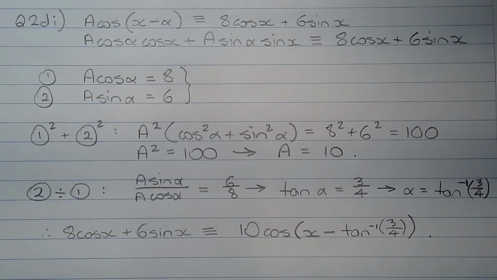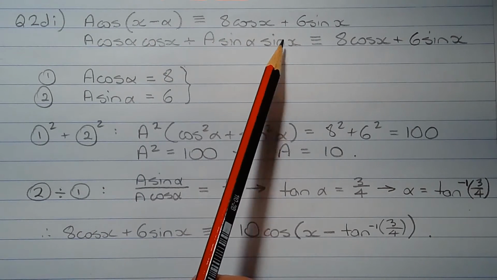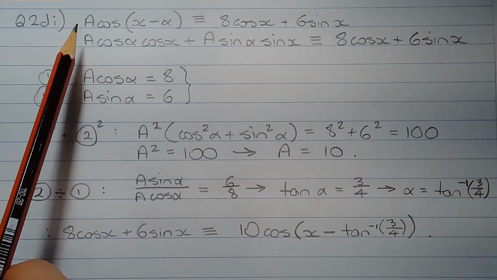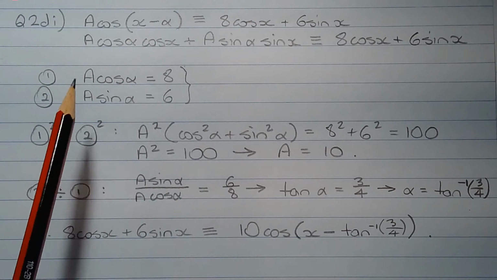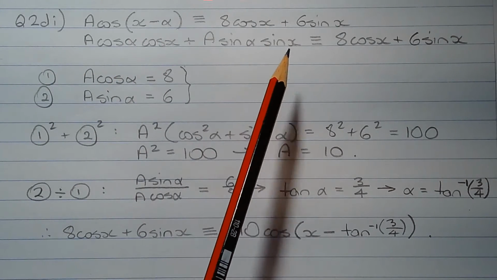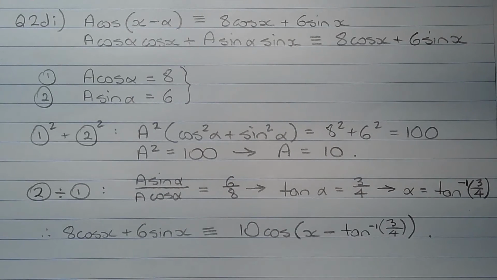We start by writing the identity a cos(x minus alpha) is identical to 8 cos x plus 6 sin x. Then we expand the left-hand side using a compound angle expansion. So the expansion of a cos(x minus alpha) is a cos alpha cos x plus a sin alpha sin x, and this is identical to 8 cos x plus 6 sin x.